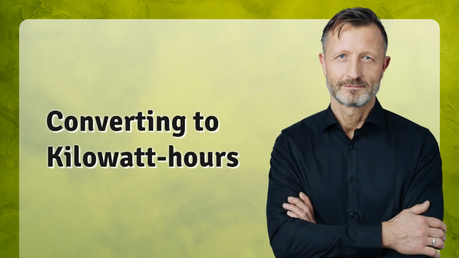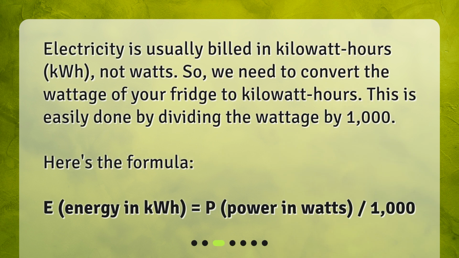Converting to kilowatt hours. Electricity is usually billed in kilowatt hours, kWh, not watts. So, we need to convert the wattage of your fridge to kilowatt hours. This is easily done by dividing the wattage by 1000. Here's the formula. E, energy in kWh, equals P, power in watts, divided by 1000.